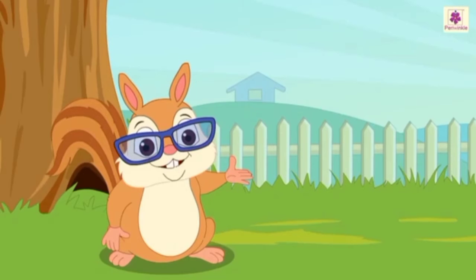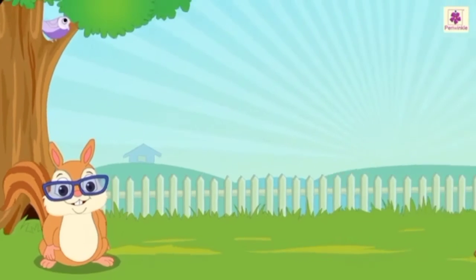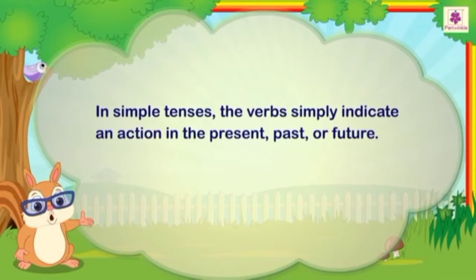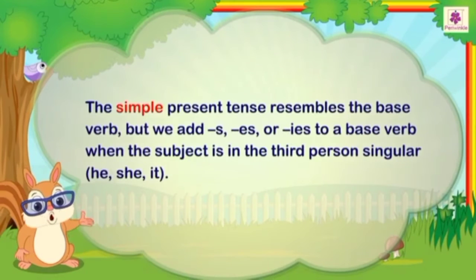Let us learn about simple tenses. Remember, in simple tenses, the verbs simply indicate an action in the present, past or future. The simple present tense resembles the base verb, but we add s, es or ies to a base verb when the subject is in the third person singular.